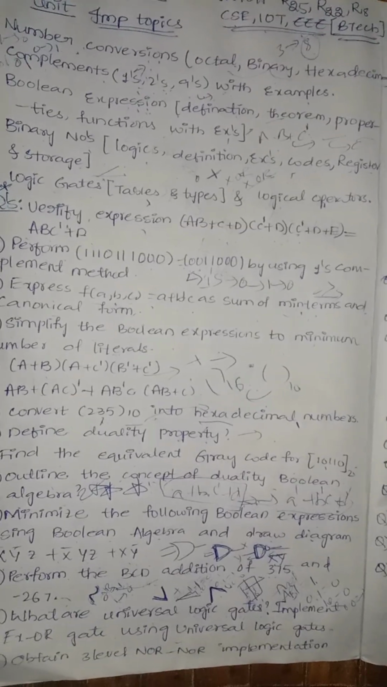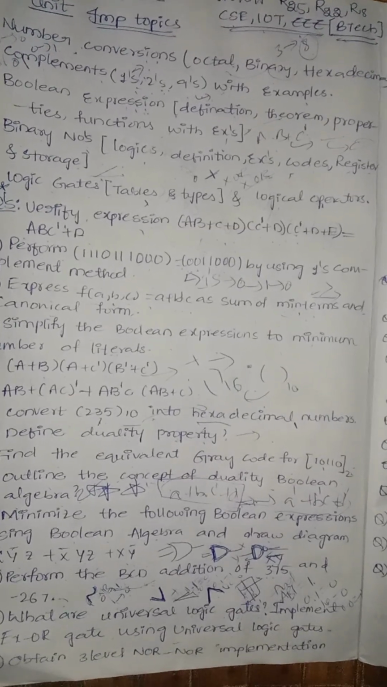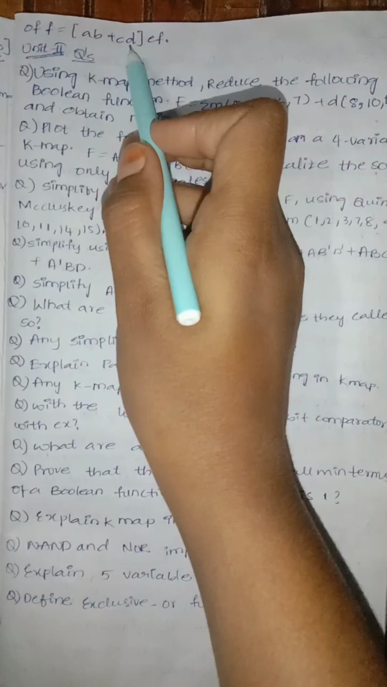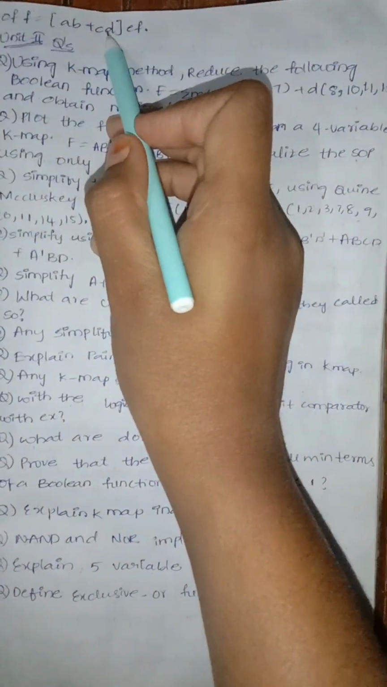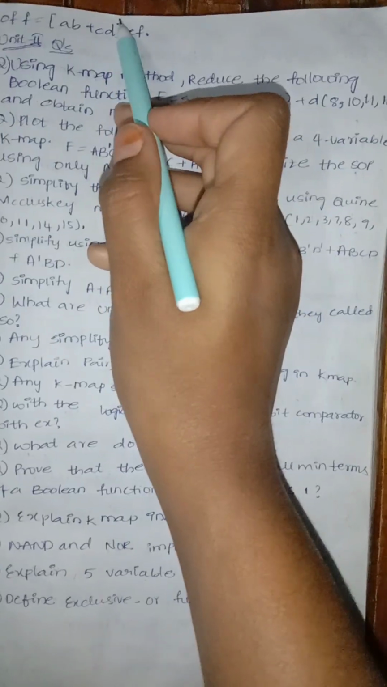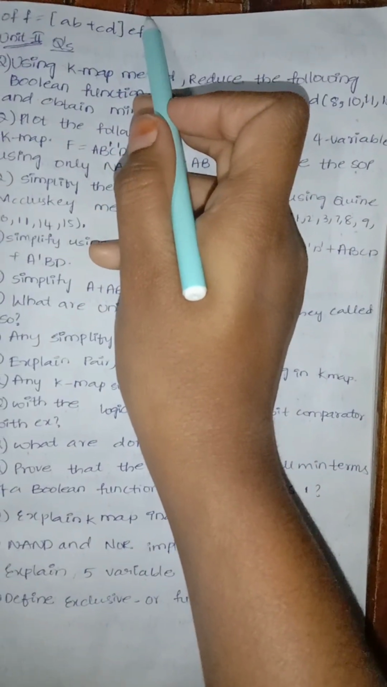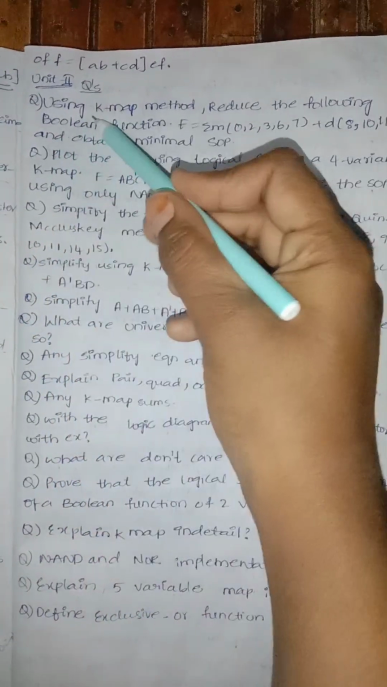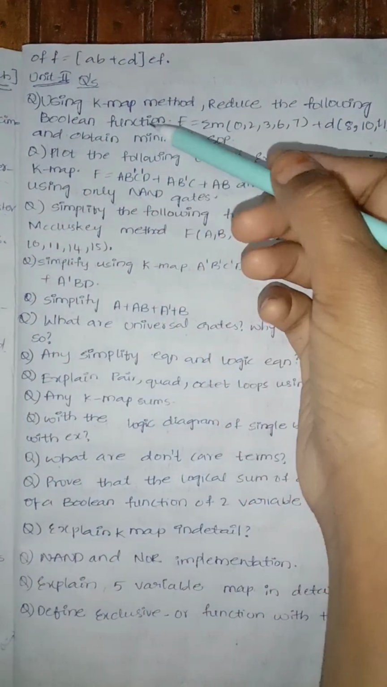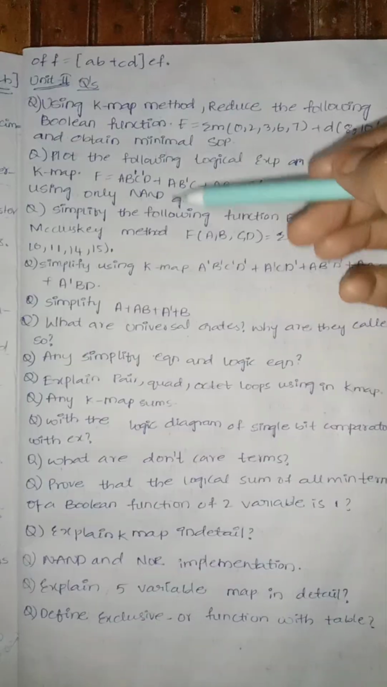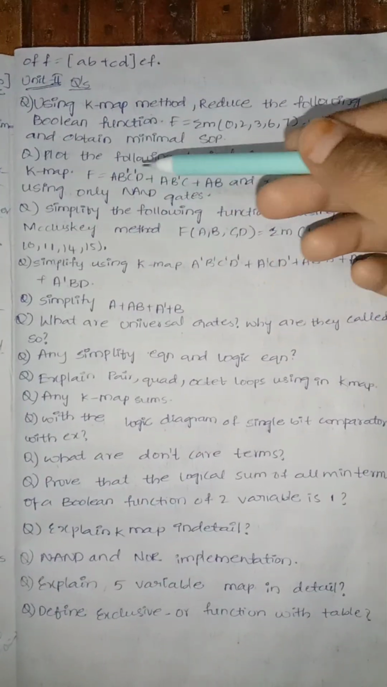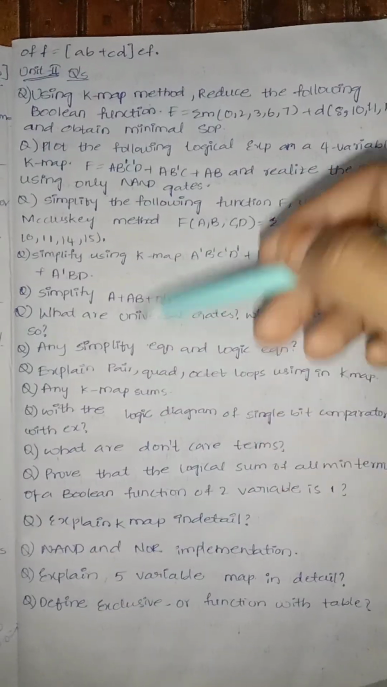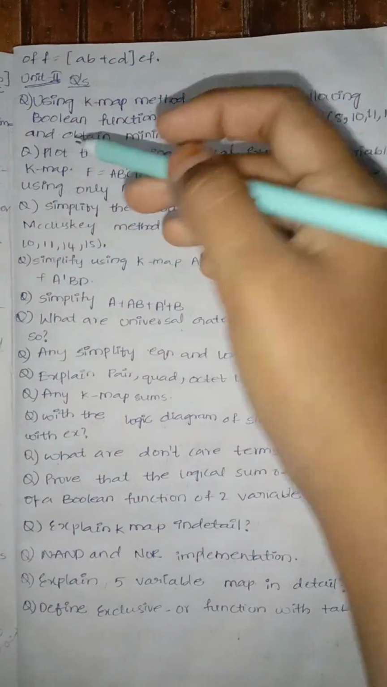Obtain the 3 level NOR implementation of CD into EF. For this we need to implement a NOR implementation for 3 levels. Second unit. In this there are 3 important topics: K-map, logic gates, and another concept, NAND NOR implementation. In these three concepts, they will ask questions like this.